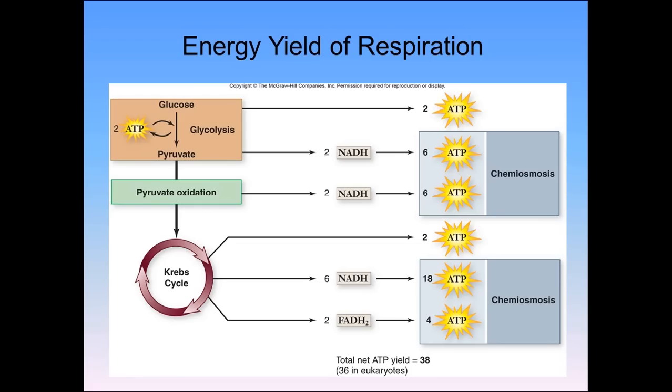Prokaryotes carry out cellular respiration slightly differently than eukaryotes. This slide shows the ATP yield for a prokaryote. If we were looking at eukaryotes, our total ATP yield would be 36. But either way, these are theoretical yields. Living organisms are not as efficient as the math would have on paper.